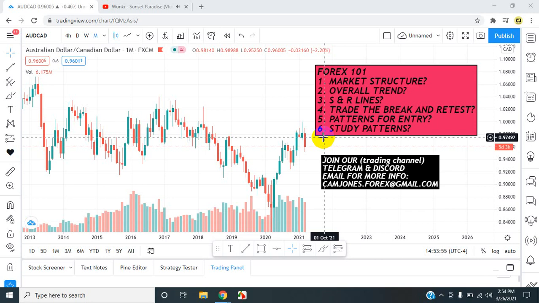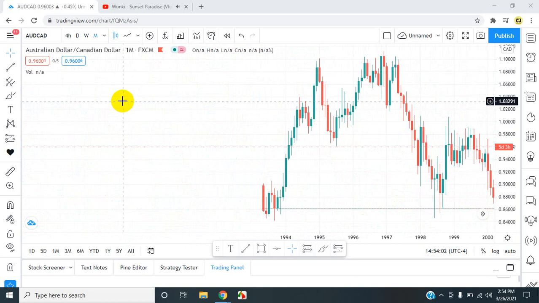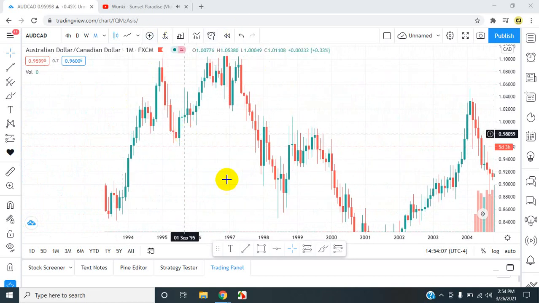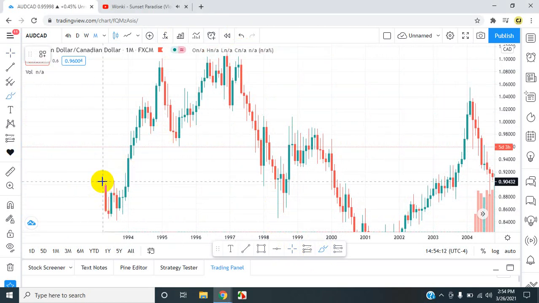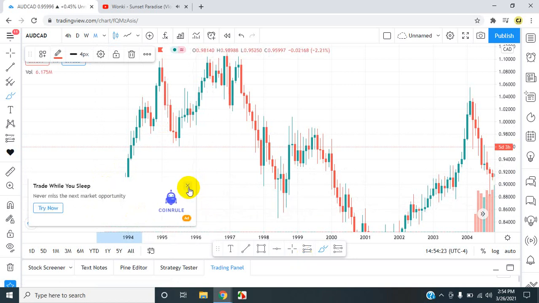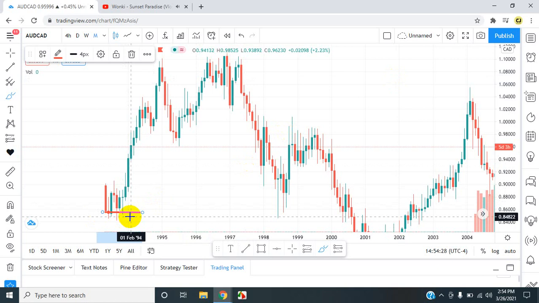Okay everyone, we are marking up AUD CAD. We're going to head over to where price began. Let's take a look at what's going on. Back in May of 93, the market started off with a bearish drop and went into an area of support. The market went right into an area of support.